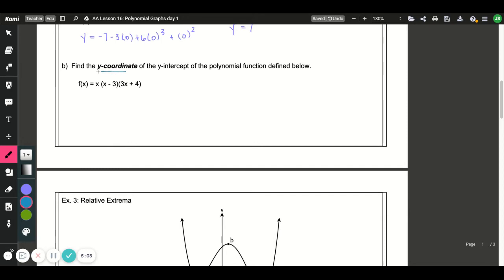So we're finding the y-coordinate of the y-intercept. So we're going to substitute 0 in for x. Okay, so f of x, that's like your y. That's function notation, but that's like your y equals 0 times 0 minus 3 times 3 times 0 plus 4. So we get y equals 0 times negative 3. That's 0 plus 4 is 4. So 0 times anything is just 0.